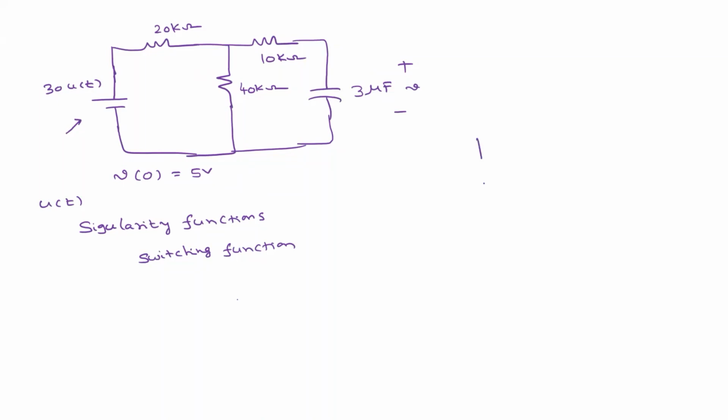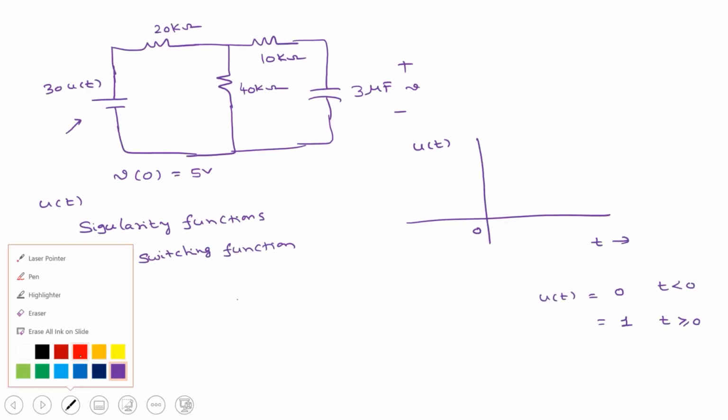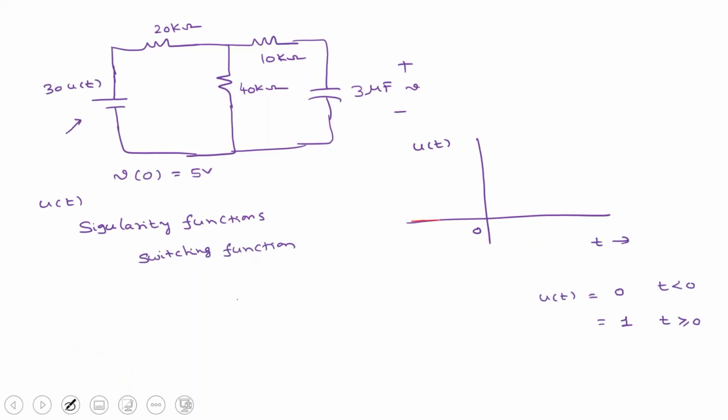So we have U of t on one axis, time t on the other, and this is 0. How is this U of t defined? It is defined like this: U of t equals 0 for t less than 0, and equals 1 for t greater than or equal to 0. Understood? So here its value is 0, and now its value is 1, so it will be like this.